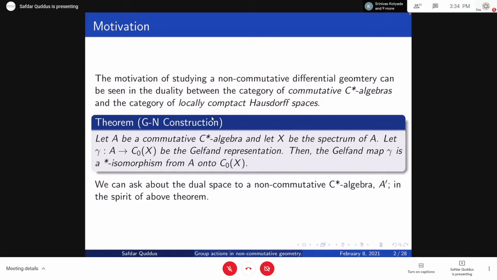In the spirit of this theorem, we may ask what about the dual space corresponding to a non-commutative C-star algebra? Basically, this is a subalgebra of bounded operators on Hilbert spaces. That is known, but exactly how does it look, and does it represent a kind of non-commutative space? We'd like to understand that non-commutative space by trying to understand this non-commutative C-star algebra. This was the motivation to start with, and that's how one can introduce oneself to non-commutative differential geometry.